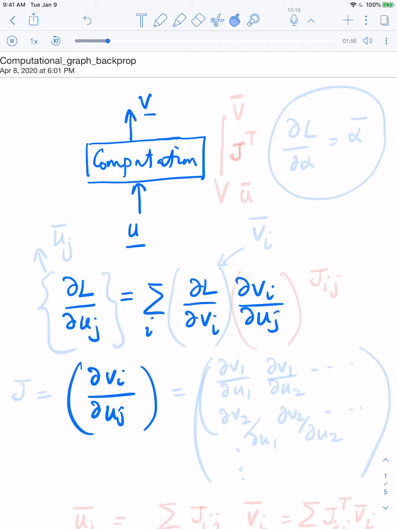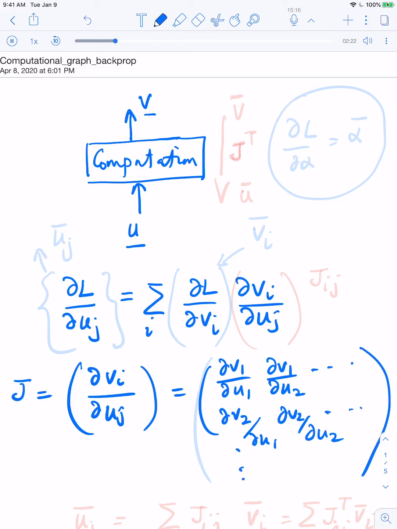And this del vi by del uj is the ijth entry of a matrix that we call the Jacobian. This is a notation for the ijth entry of a matrix. So basically, the first row is del v1 by del u1, del v1 by del u2, etc. The second row is del v2 by del u1, del v2 by del u2, etc. I'm not specifying the dimensions of the matrix because I don't want any more notation than I really need.